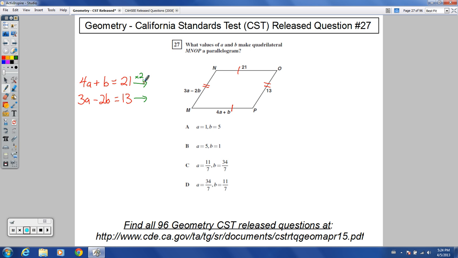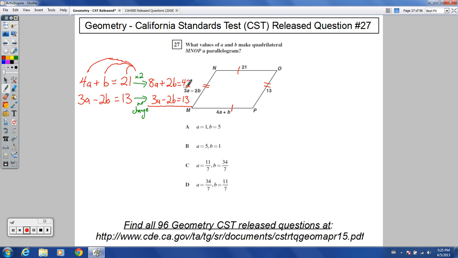I'm going to multiply this one by 2, and this one I'm not going to change at all. So no change here. This one times 2. Let's see what happens. I need to multiply everything times 2 though, so it's as if I need to distribute the 2 to every single part. I have to change everything in the same way. So this would be 8a plus 2b equals 42, and this would be 3a minus 2b equals 13.